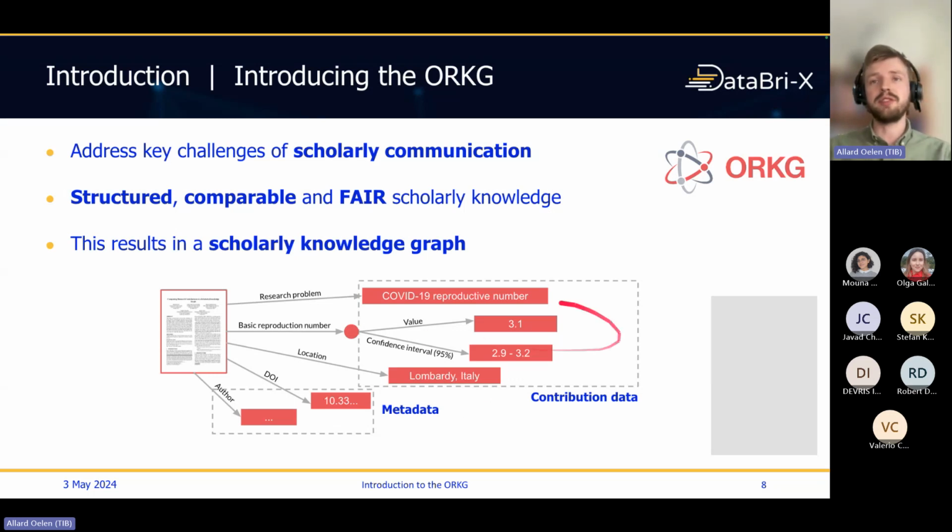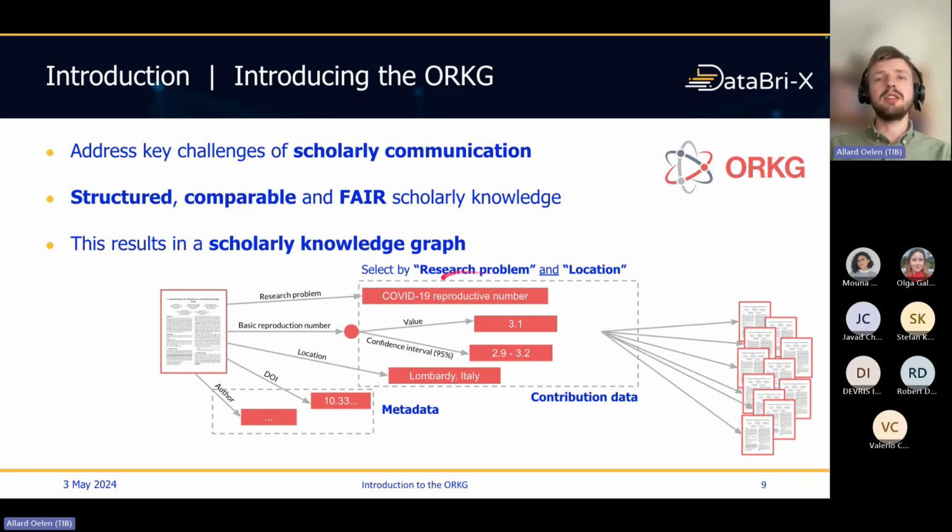But if we would have such a representation, having this search query where we can say, okay, select all papers that are related to the COVID-19 reproductive number and do this for certain locations or find the locations, we can easily get a set of papers that is much more fine-grained search. So we don't have tens of thousands of results here. This will be much lower because we're having a very targeted search here.